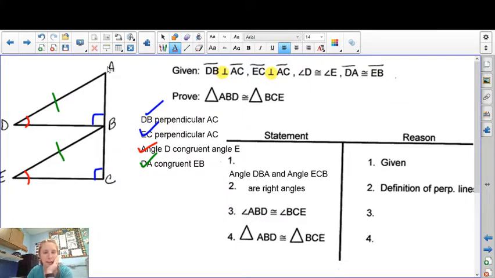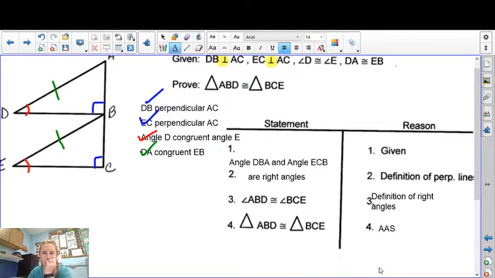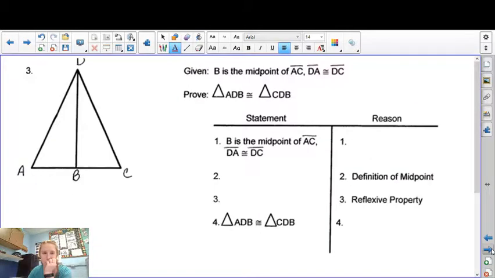Next, I see that angle ABD is equal to angle BCE. Well, hey, how do I know they're equal? Because they're right angles. So definition of right angles. And then number 4, what did we use? Well, I've got two angles and a side. So this has to be, remember we don't write profanity, so angle-angle-side. Next one, number 3.